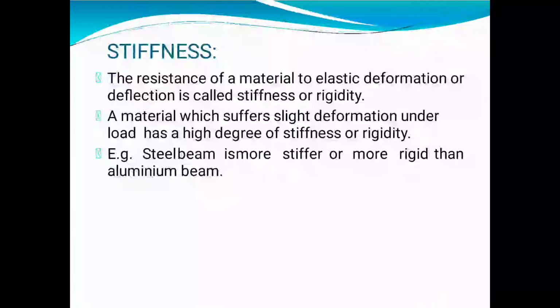Stiffness: the resistance of a material to elastic deformation or deflection is called stiffness or rigidity. A material which suffers slight deformation under load has a high degree of stiffness or rigidity. Example: a steel beam is stiffer or more rigid than an aluminum beam.